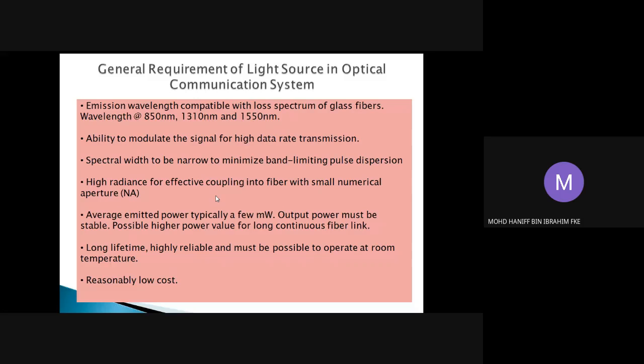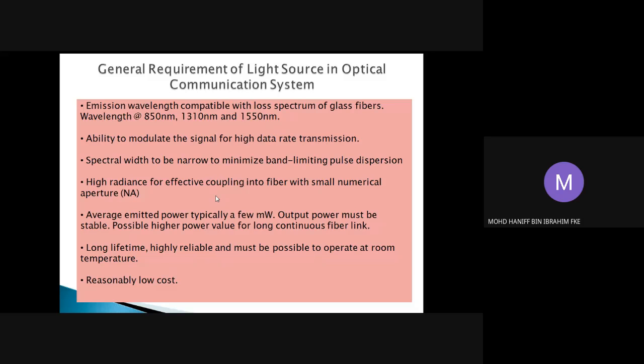The 5th requirement must be a stable output power. We want the output power to be stable as much as possible, because we don't want any intermittent values of the optical power. We want the transmission to be stable, with no interference throughout the optical fiber transmission.